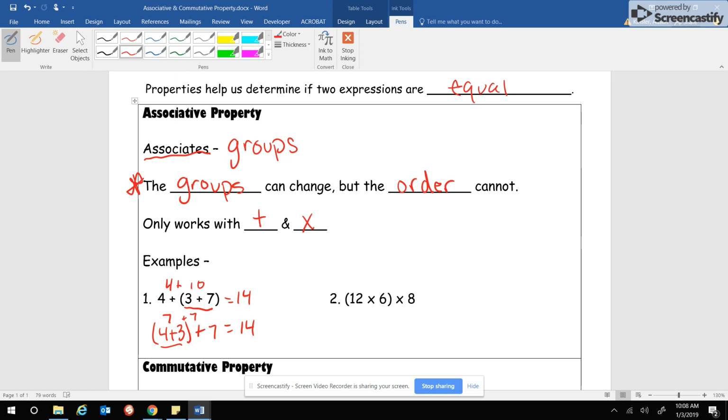All right, number 2, I've got 12 times 6 times 8, and my 12 times 6 is in parentheses. So same thing, I'm going to keep my numbers in the same order, but I can change the groups. So instead of putting 12 and 6 in parentheses, I can put 6 and 8. We don't have to solve it to check, but we could, and we would get the same thing on both of them. So these are equivalent expressions using the associative property.